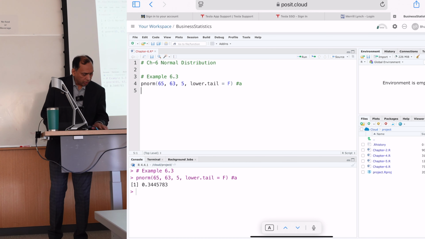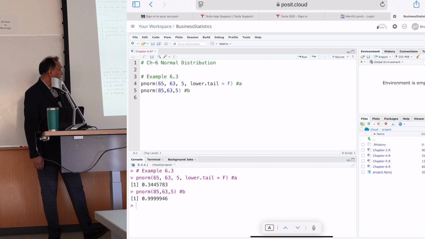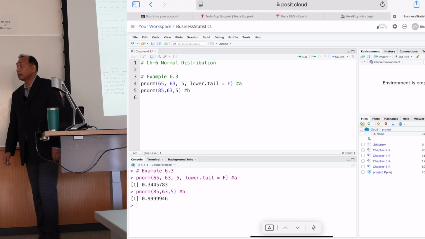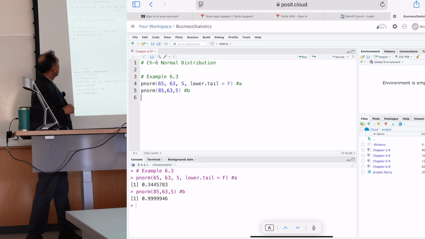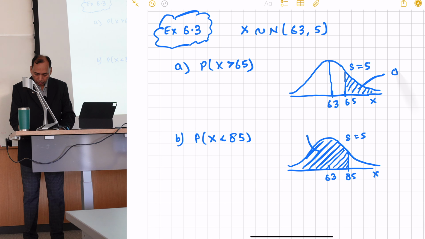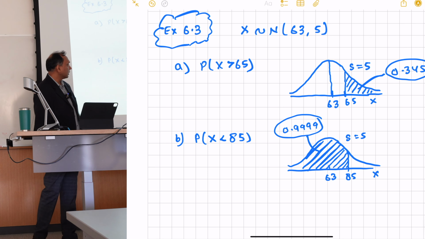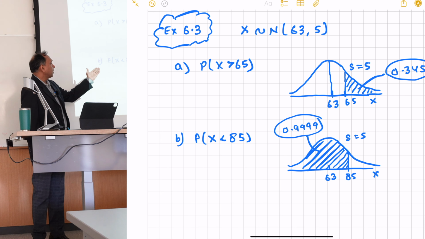Similarly, the second one, less than 85, so pnorm, and less than 85 means mean is the same, 5, that's it. 0.9999, so almost 99% chance that if you pick up a student randomly, they have a score of less than 85. So this area was 0.345, and this one we got almost like 1. Almost 100% that if you pick up a student from that class in that exam, they got less than 85.